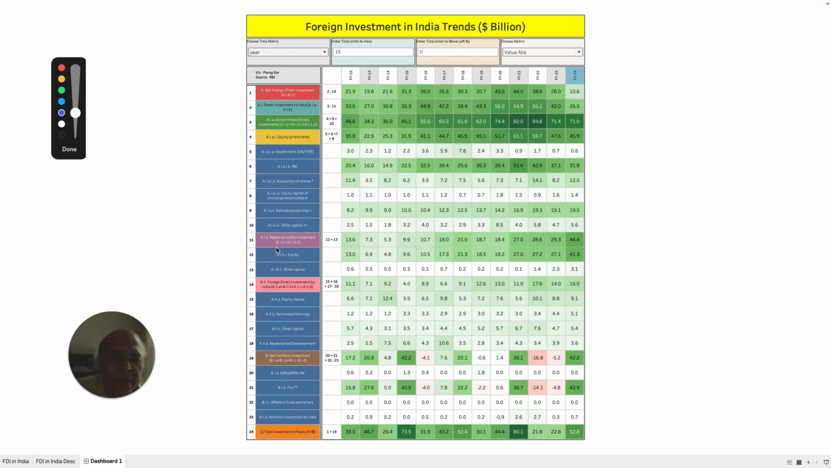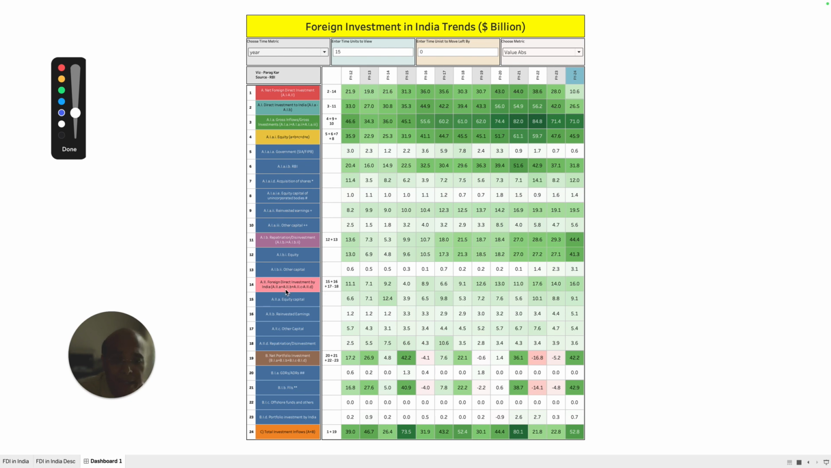As regards repatriation, there are 2 different items. One is the equity, and another is the other capital. The other capital item is very low. As far as equity is concerned, we find that major repatriation is taking place in equity, which is $41.3 billion compared to $27.1 billion, which we saw last year.